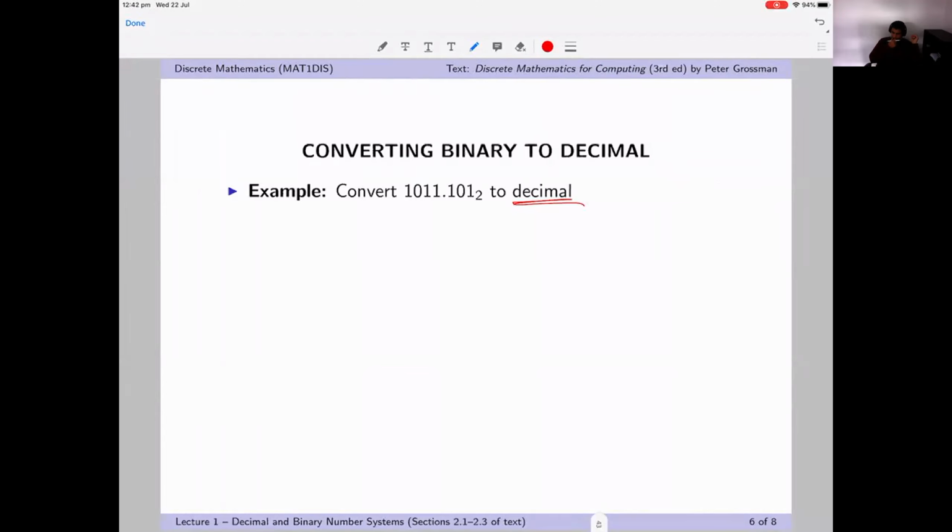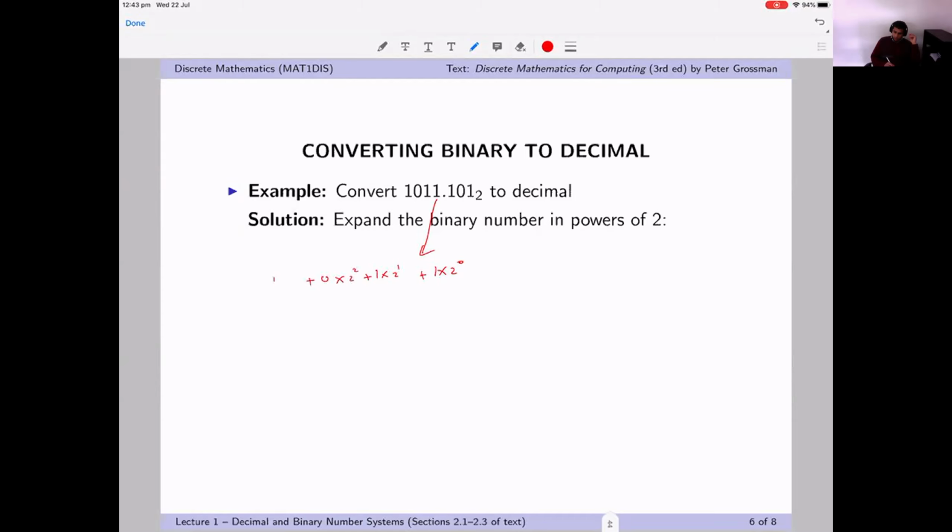Okay, so the conversion methods are based on, again, the place value that we have learned. So we expand this number in powers of 2. In order to expand this number in powers of 2, we would have 1 times 2 to power 0 plus 1 times 2 to power 1 plus 0 times 2 to power 2 plus 1 times 2 to power 3. So 2 to power 0, 2 to power 1, 2 to power 2, 2 to power 3.